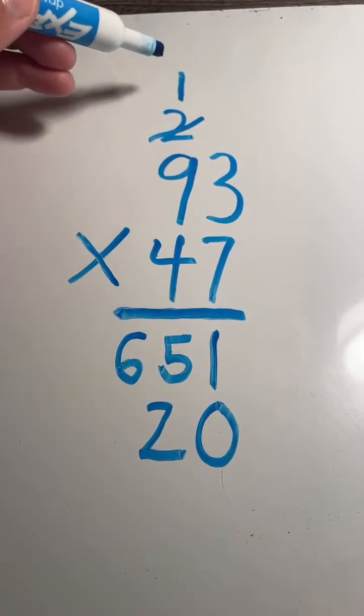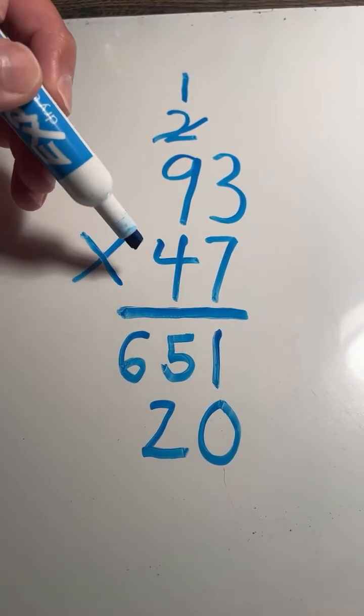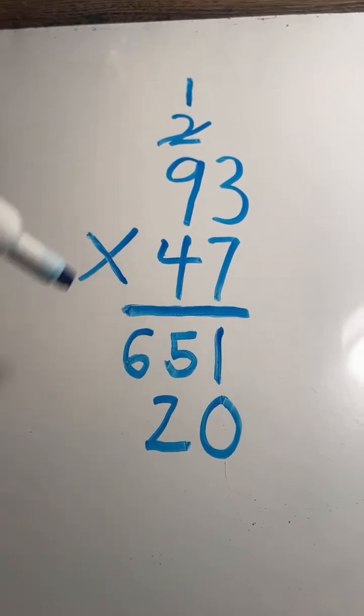Next we are going to multiply 9 times 4, and we have to add the 1 that we carried over to our answer. 9 times 4 equals 36. 36 plus 1 equals 37.